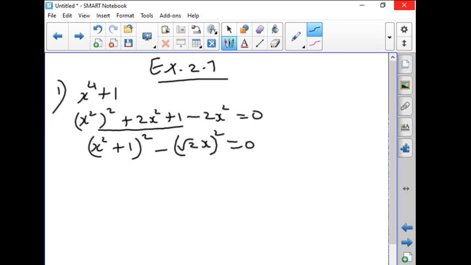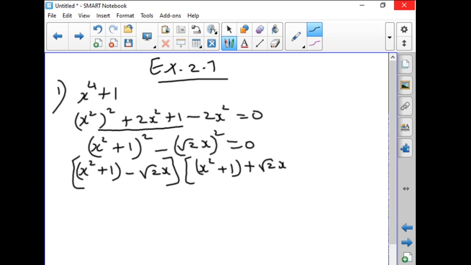So now what form it is? A square minus b square. Therefore, we know that a square minus b square is a plus b into a minus b. So, x square plus 1 minus root 2x into x square plus 1 plus root 2x is equal to 0. So, we have factorized. Then question number 2, you can take it for homework.